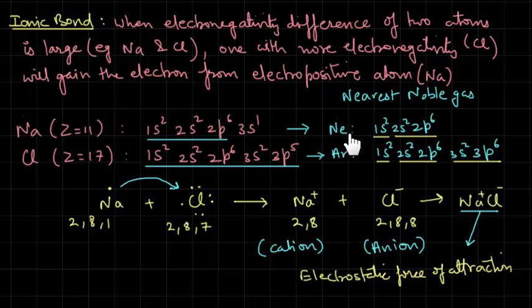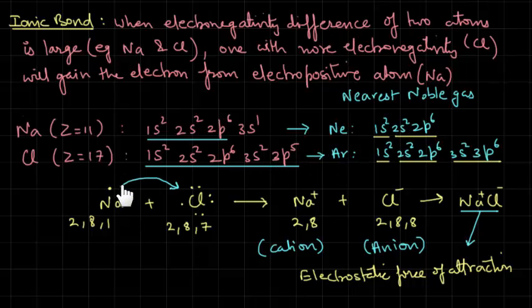Now the nearest noble gas to sodium is neon, 1s2, 2s2, 2p6, and to chlorine it is argon, 1s2, 2s2, 2p6, 3s2, 3p6. So you can see that if sodium loses this electron, it will achieve the nearest noble gas configuration. And if chlorine gains one electron, so that 3p5 becomes 3p6, then it achieves the configuration of argon, which is the nearest noble gas to chlorine.